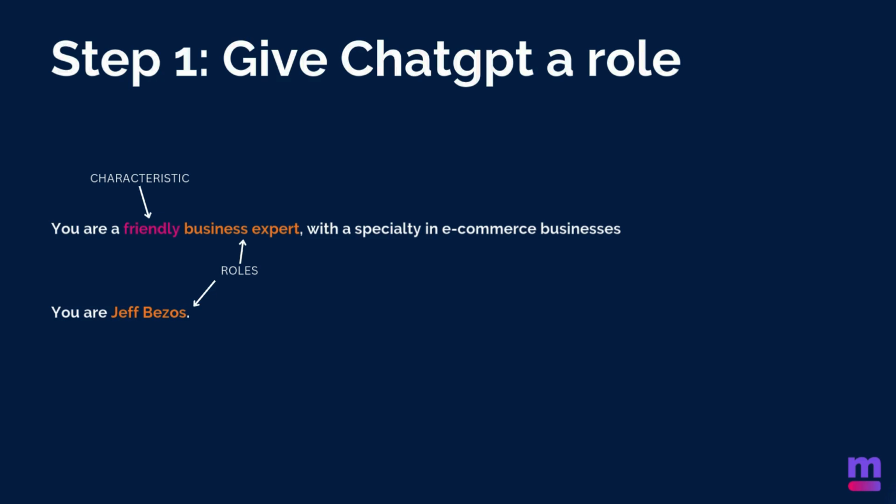And you can also add a characteristic, which is going to impact the tone of the answers. So you could say a professional business expert. You can say a friendly business expert. You have to think about the type of tone that you want to come across within the answer. You could also tell it a specific person. So for example, someone who's an expert in e-commerce, Jeff Bezos. So you could just say, you are Jeff Bezos. And that's going to help you come up with a better result.